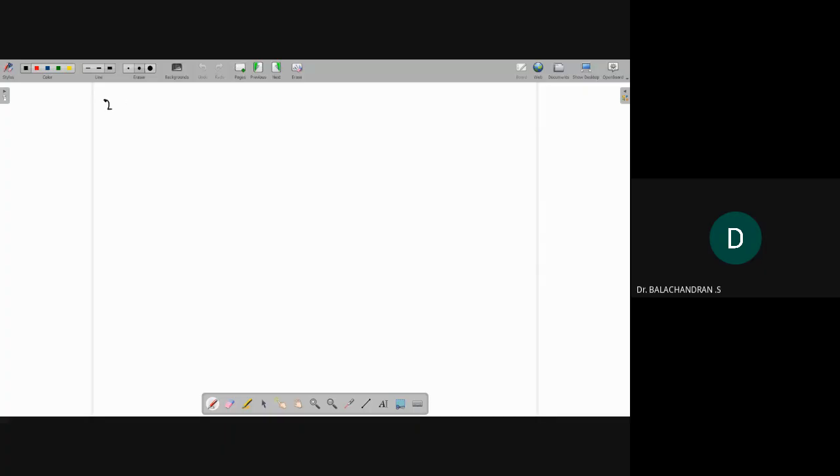Second problem. Find rho for the curve x is equal to a into (theta minus sin theta) and y equal to a into (1 minus cos theta).